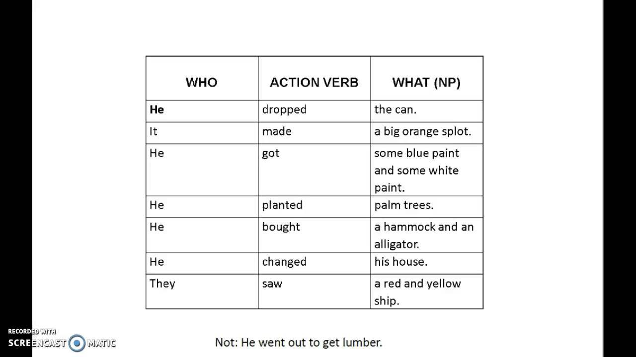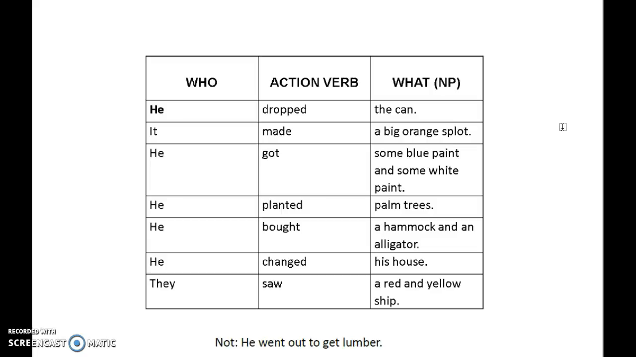She said another sentence frame that's in this book is a who, an action verb, and then a what, which is a noun phrase. Like, he dropped the can, it made, he got, he planted palm trees. Again, this is a sentence frame that they can see for themselves.